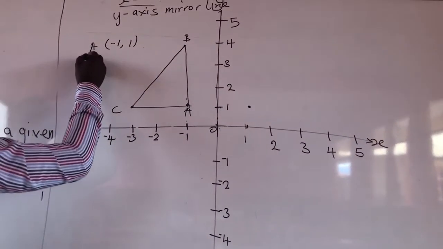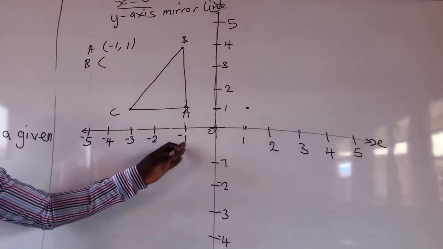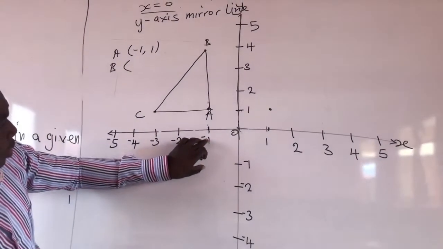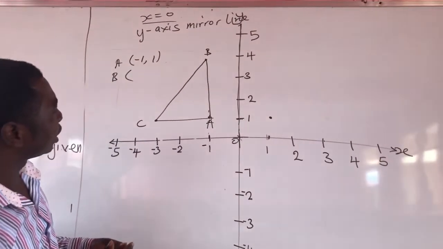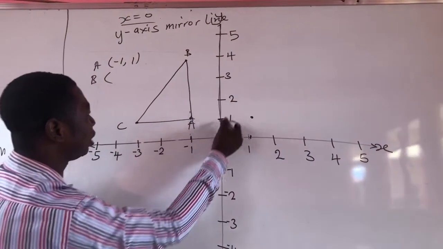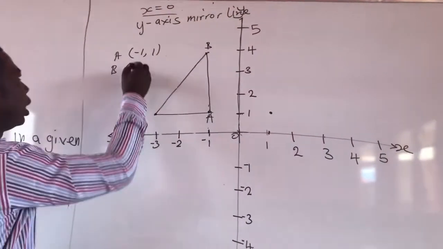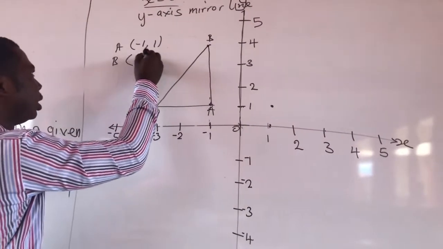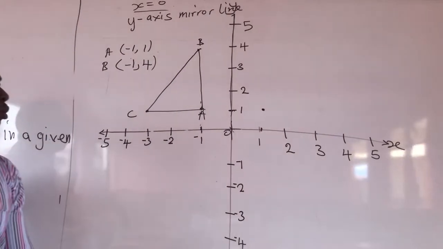Look at B2 and tell me. You will see that it's X first and Y second. Look at the distance. Count from here. The Y with the meeting point is what? That is 4. So negative 1 and 4.